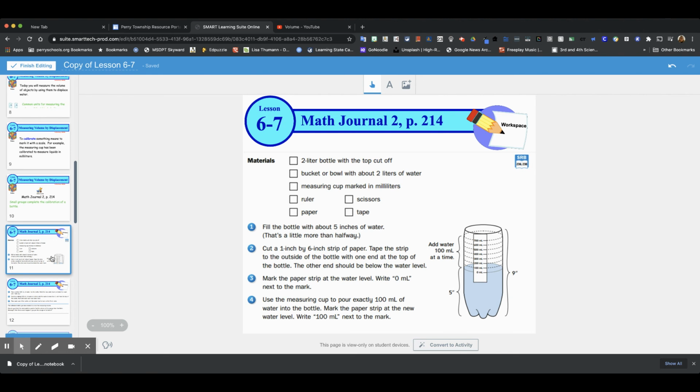If you can't do it, completely understanding. So we're going to fill the bottle with about 5 inches of water. That's a little bit more than halfway.